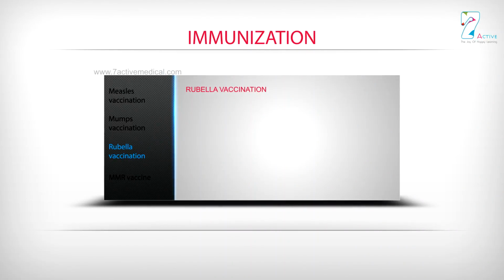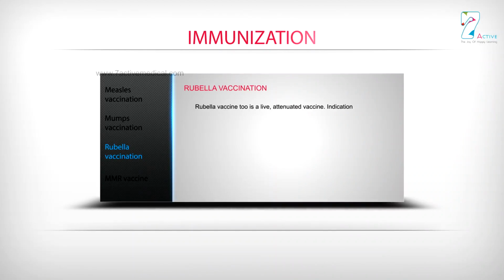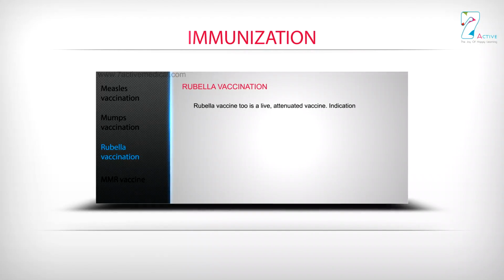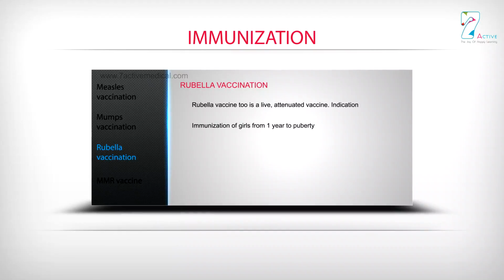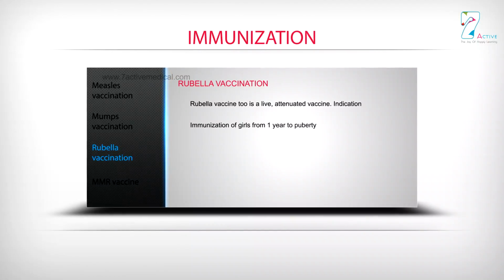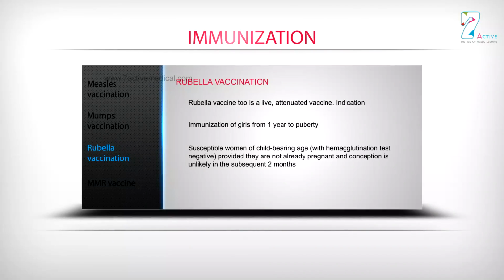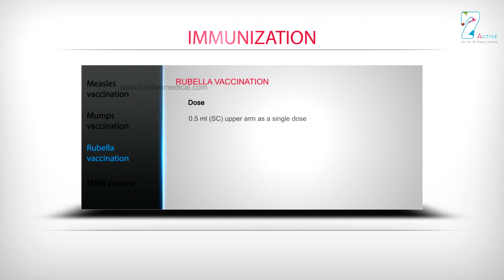Rubella vaccination. Rubella vaccine is a live attenuated vaccine. Indication: immunization of girls from 1 year to puberty, and susceptible women of childbearing age with hemagglutination test negative, provided they are not already pregnant and conception is unlikely in the subsequent 2 months. Dose: 0.5 milliliter SC upper arm as a single dose.